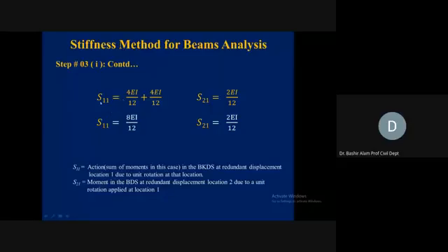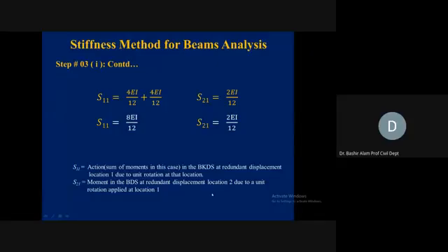this is now your S11. As I said, from two members we are getting the contribution. 4 EI over 12 was from each one, so we end up with 8 EI divided by 12, and S21 is 2 EI divided by 12. This is the explanation of what S11 and S21 are.